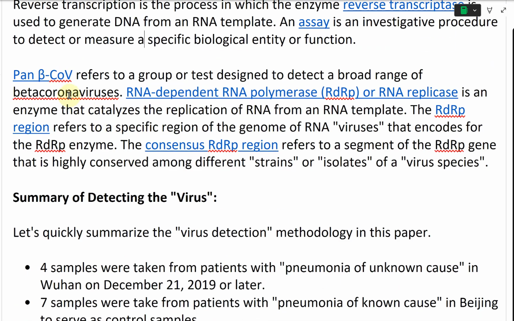So pan-beta-CoV refers to a group or test designed to detect a broad range of beta coronaviruses. And RD-RP, the R just stands for RNA-dependent RNA polymerase. RD-RP, or RNA replicase, is an enzyme that catalyzes the replication of RNA from an RNA template. So this replication is RNA-dependent RNA polymerase.